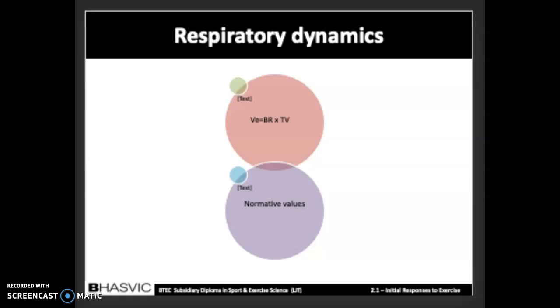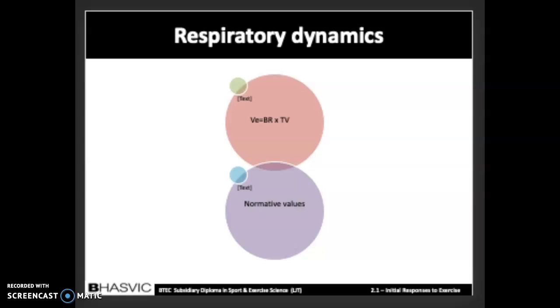The breathing rate may increase to around 20 breaths, tidal volume around 600 millilitres, and ventilation to about 12 litres. At moderate exercise, these values will change. Breathing rate will be 30 breaths, tidal volume will be 1,500 millilitres, and ventilation will be 45 litres. At maximal exercise, the values will change again: 40 to 60 breaths for breathing rate, 3,000 to 4,000 millilitres for tidal volume, and ventilation to 120 litres.